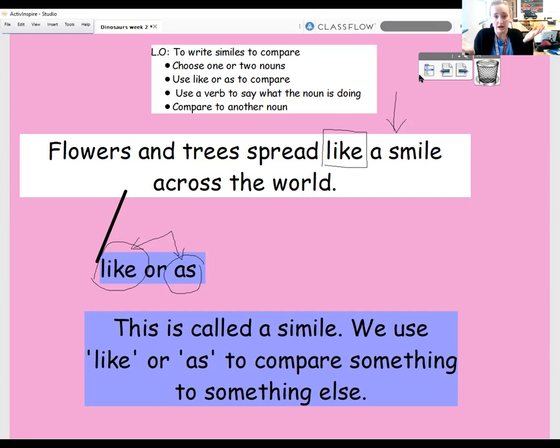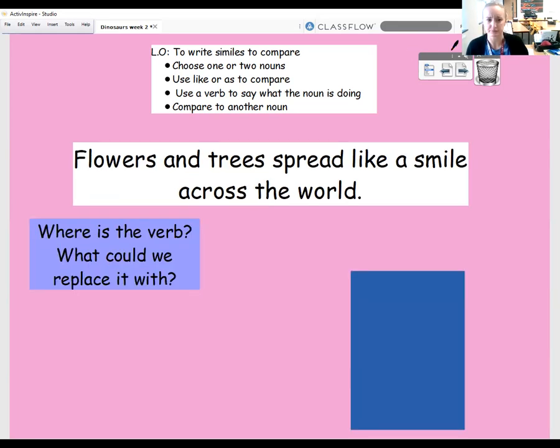So there are two nouns, and we are saying they are like each other, okay, and we're comparing them. So let's have a little bit of an explore about that in more depth. So what we need to do first is we need to identify where the verb is in this phrase. So let's read it again. It says, flowers and trees spread like a smile across the world. So we need to look for the verb.